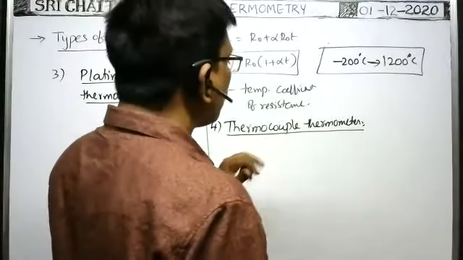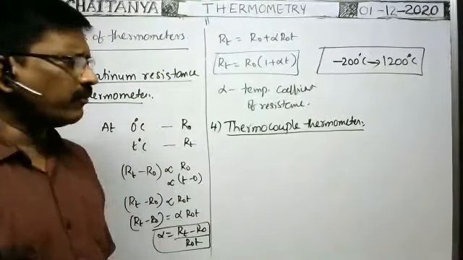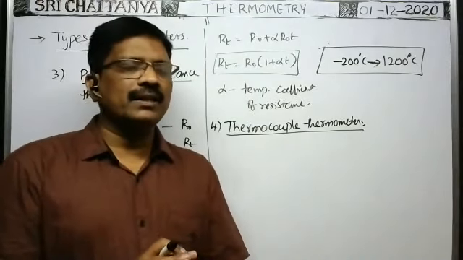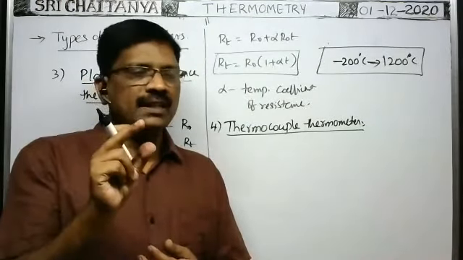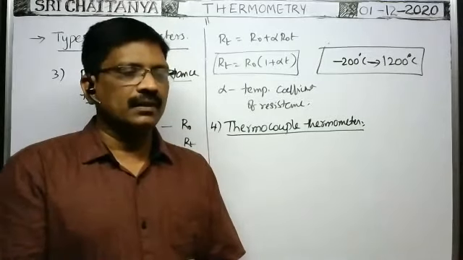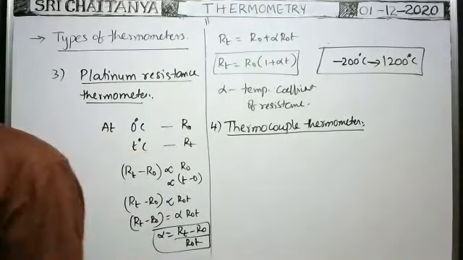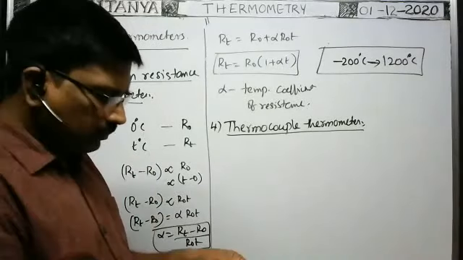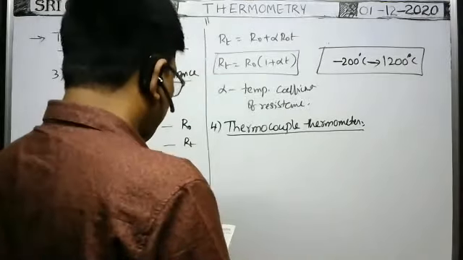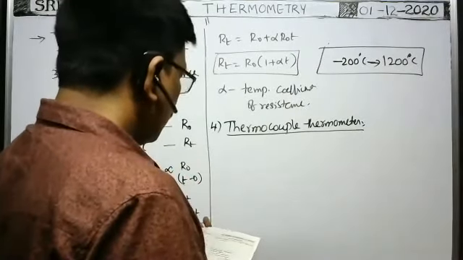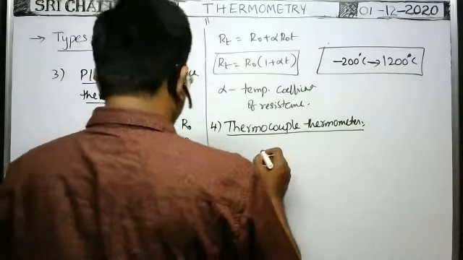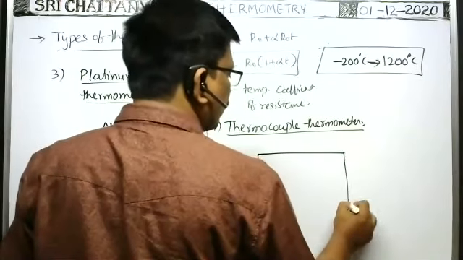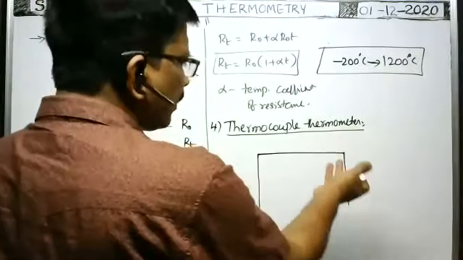Okay, next, thermocouple thermometer. First of all, what is a thermocouple? Let us know. A thermocouple means you take two metal wires made of different materials, like copper and iron, or antimony and bismuth. So here, this is one metal wire. Of course, we can take it in any arbitrary shape.